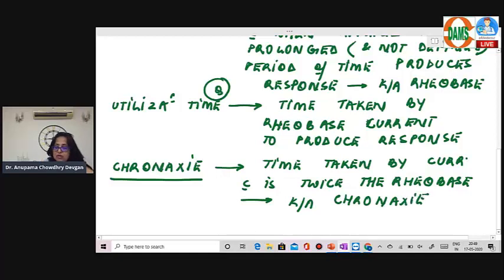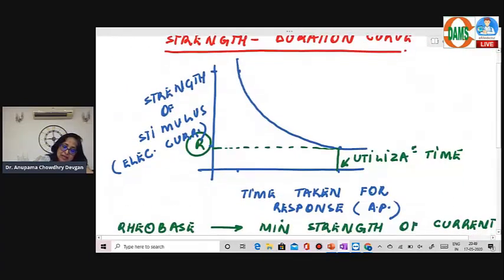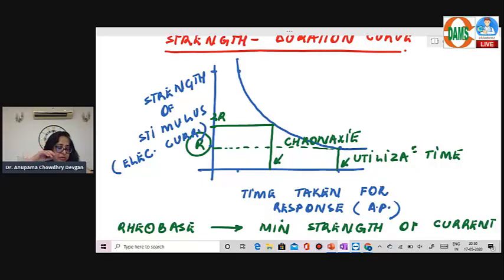Utilization time is the time taken by a rheobase current. What is chronaxy? Time taken by a current which is twice the rheobase. That is known as chronaxy, right? Now, this is 2R current, twice rheobase. Time taken by a 2R current to produce a response is known as chronaxy. Time taken by a rheobase current to produce a response is utilization time.